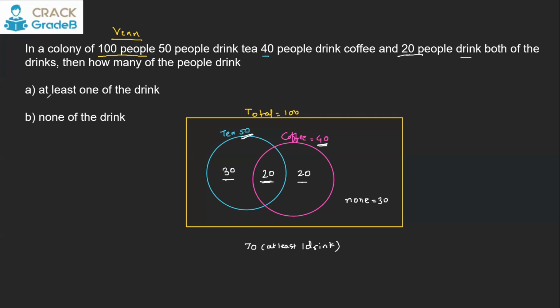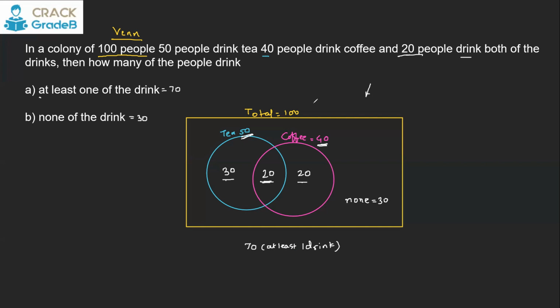So the people who drink none of the drinks will be 30 in number. If the question asks how many people drink at least one drink, the answer here is going to be 70. And how many people drink none of the drinks? The answer is going to be 30. Is this the only method to solve this question? Of course not. We can solve this question using a formula as well.